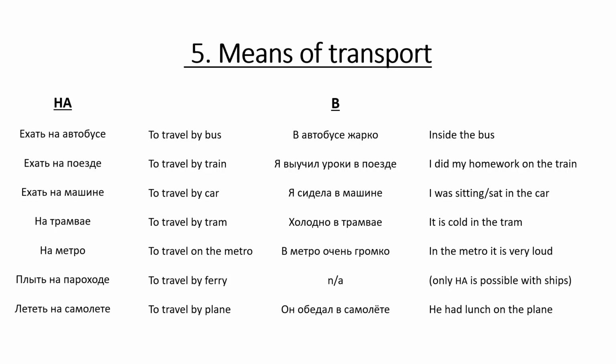Lastly, он обедал в самолете. So he had lunch inside the plane, it's в. Он обедал в самолете. So hopefully that makes sense. Basically just remember that if you're generally saying how you got somewhere, you use на, and if you're saying any action that you did inside of that, then you use в.